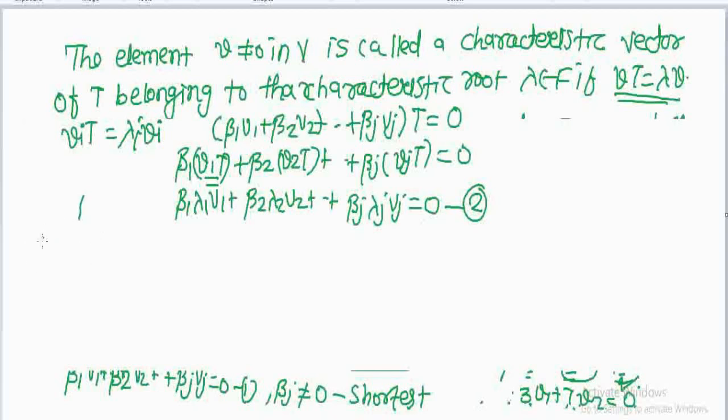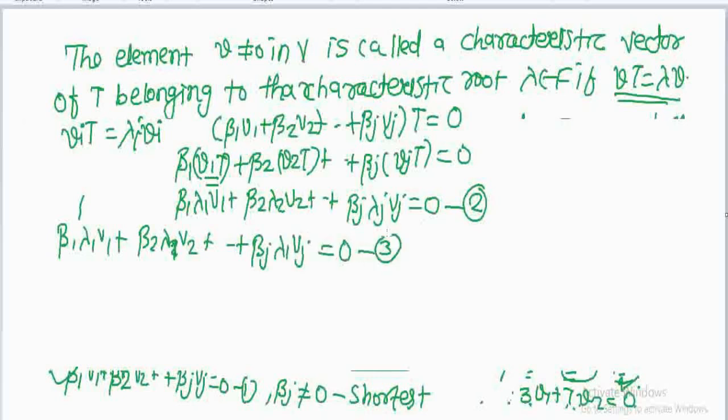You can see that if you multiply this expression by lambda 1, then we get beta 1 lambda 1 v1 plus beta 2 lambda 1 v2 plus ... plus beta j lambda 1 vj equal to 0. This is expression number 2. Now let us subtract this 3 from 2. If we subtract 3 from 2, this will be minus, minus, minus.